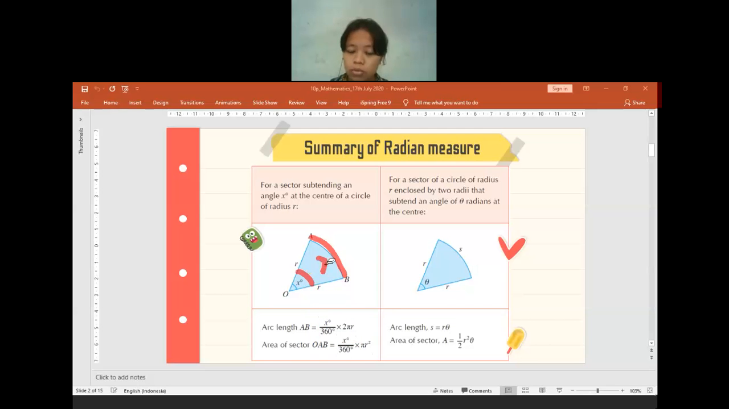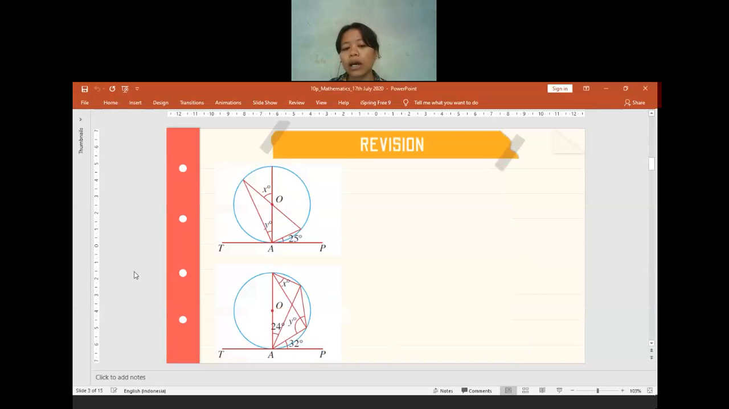That's okay, teacher. I already understand. Okay. If you have no confusion, then I will move to the next slide. We are going to revise. Later, if you are able to answer, feel free to answer. We are going to discuss the angle at center and also angle at circumference first before we continue finding the arc length and sector area.